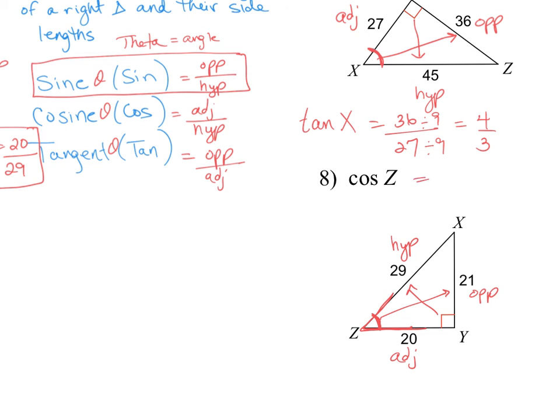So cosine, by definition of the function, is the adjacent side divided by the hypotenuse. So cosine of z is 20 divided by 29.